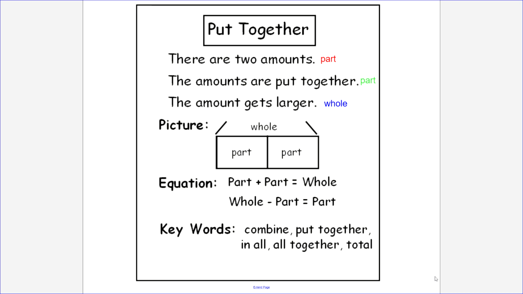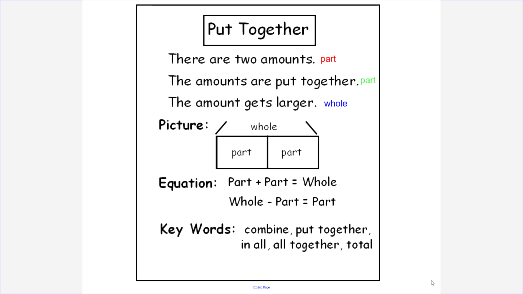In a put-together problem, the two amounts are both parts. The amount that gets larger, the result amount at the end, is the whole. We represent put-together problems using a bar diagram. Sometimes you add to solve a put-together problem. If the whole is unknown, you add, because part plus part equals whole.